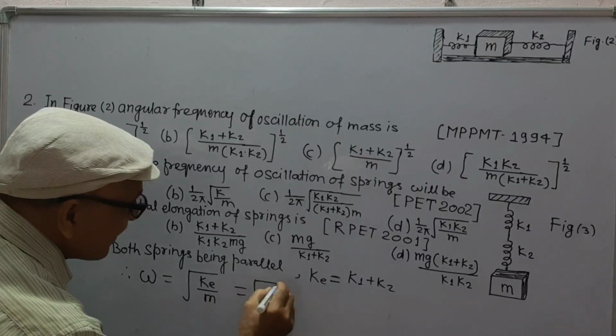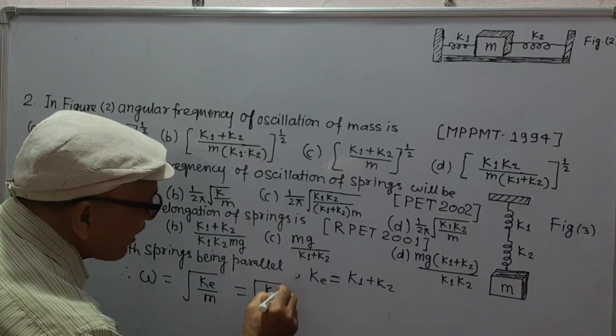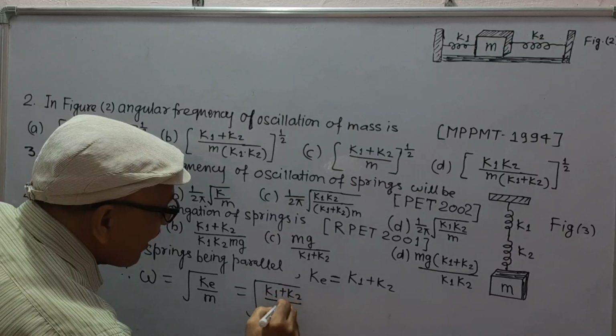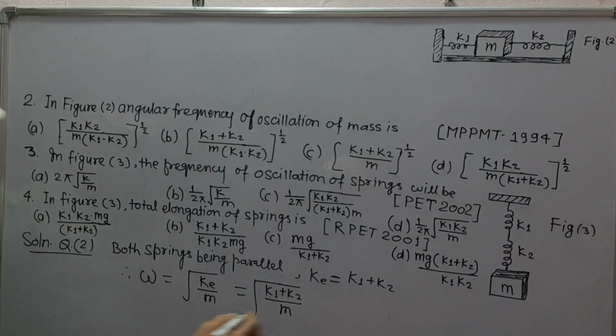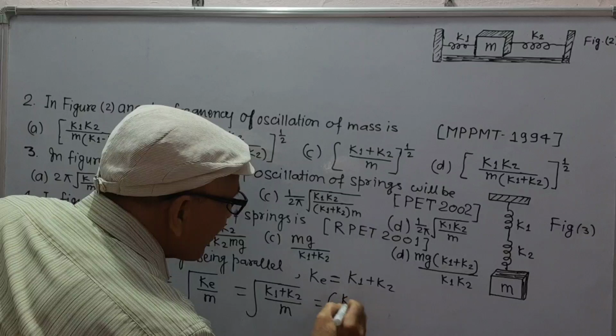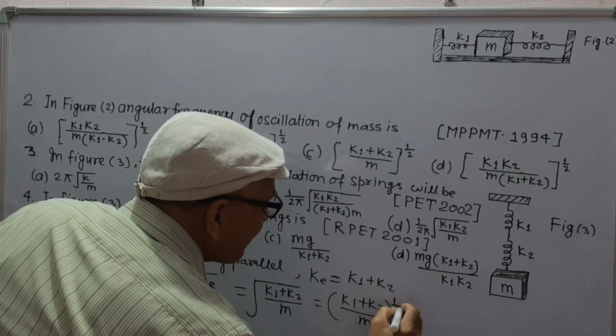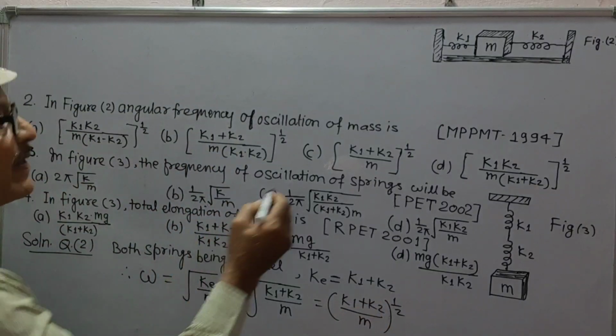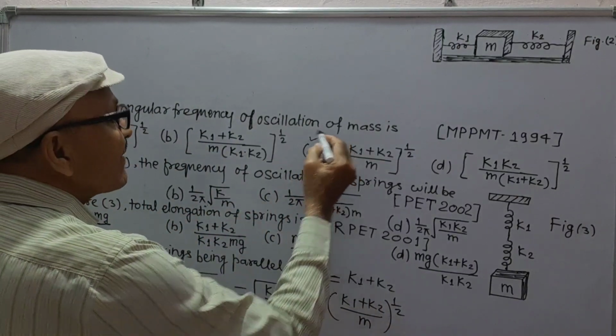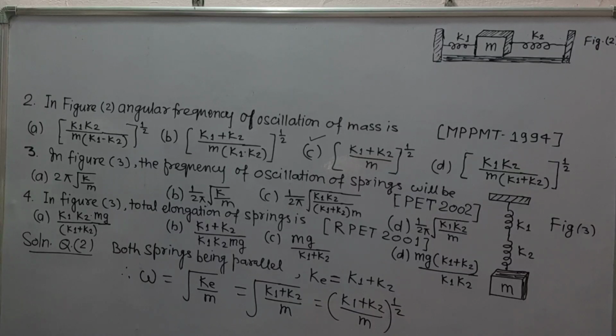So, it is K1 plus K2 upon M, which is (K1 plus K2 upon M) power half. So, the correct option will be C. Next question number 3. The question is, in figure 3, the frequency of oscillation of springs will be, this is figure 3, we have to find the frequency of oscillation.